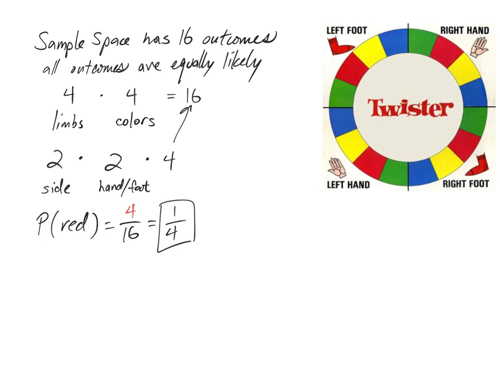So let's bump this up a little bit. Let's say I want to know the probability of spinning a hand. So over here on the right side, I can look. In this left hand, I can say 1, 2, 3, 4 outcomes for the left hand, and 1, 2, 3, 4 outcomes for the right hand. So I've got 4 here and 4 here. I've got a total of 8 outcomes out of 16, which means I can then have a 1/2 chance of spinning a hand on this Twister board.